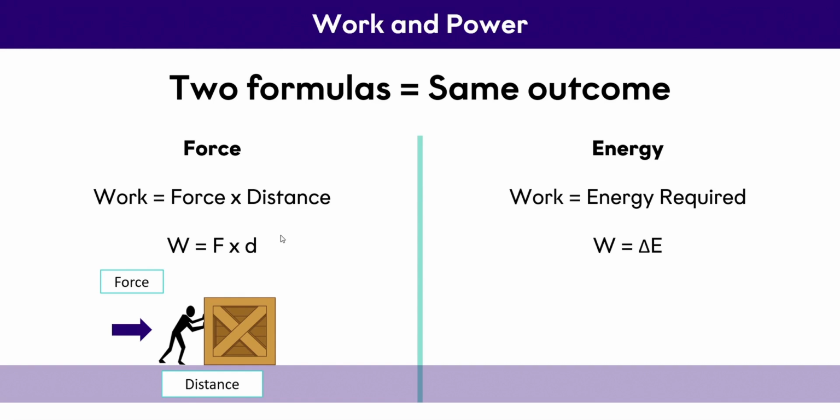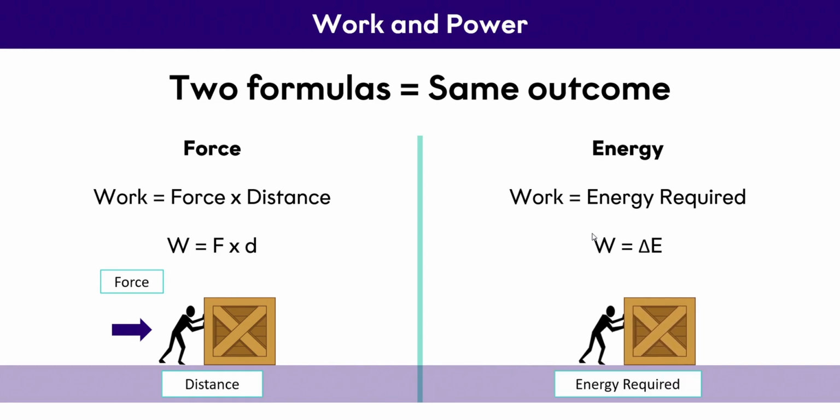The other way of measuring it is with energy, where work is equal to the energy required, which makes sense because that was the definition we just talked about. It's W, or work, equals delta E. And remember, this delta just means change in. So it's simply saying the amount of energy required to do a job is the same as the work. So if we had the man pushing the exact same crate a certain distance, the energy required to do it would be the work. And don't get confused, both of these formulas will give you the exact same answer.